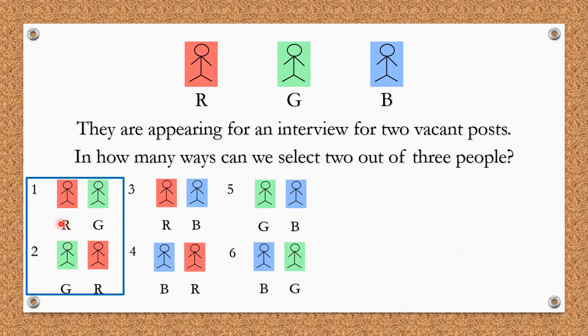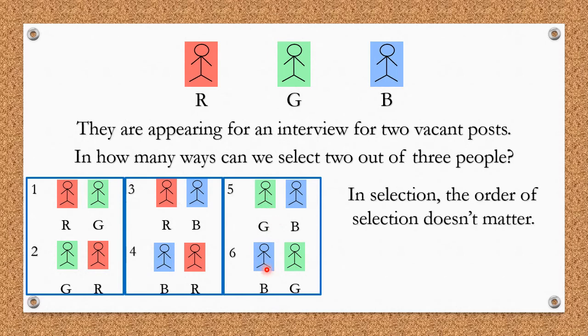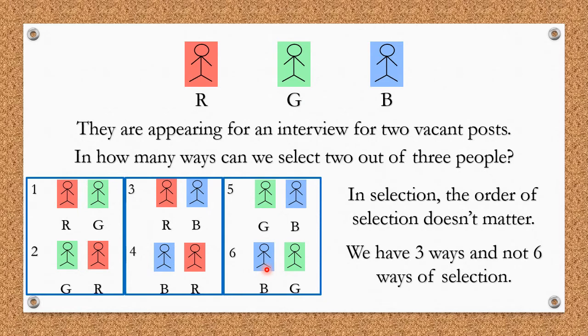That means the order in this doesn't matter. Similarly, it doesn't matter whether I select red first and then I select blue, or whether I select blue first and then I select red. That means this is again one option. And lastly, this is also a single option. It doesn't matter whether I select green first or whether I select blue first. So the order of selection doesn't matter. We are not arranging people, right? We are selecting people. So when we select people, the method of selection, who is selected first, who is selected afterwards, doesn't matter. So rather than six, we only have three ways of selecting two people out of three people.